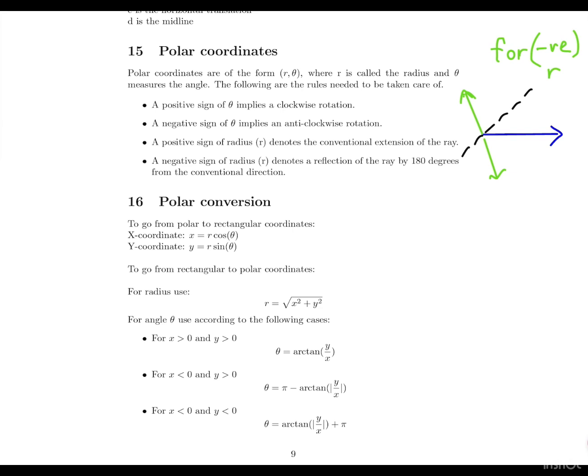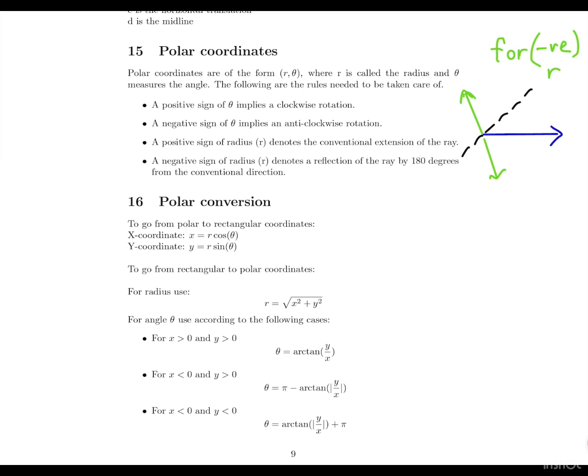A positive sign of theta implies an anti-clockwise rotation, and conversely, a negative sign of theta implies a clockwise rotation. That is quite self-explanatory. Now, a positive sign of radius denotes the conventional extension of the ray, but a negative sign of the radius denotes a reflection of the ray by 180 degrees, or a rotation of the ray by 180 degrees from the conventional direction.